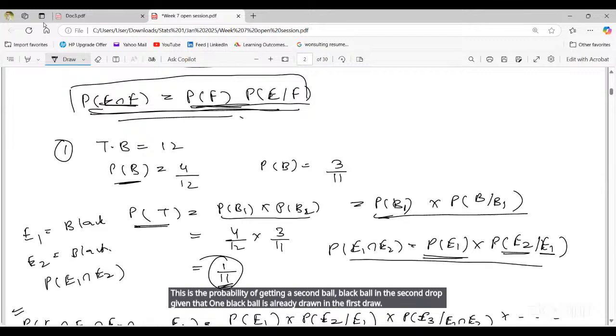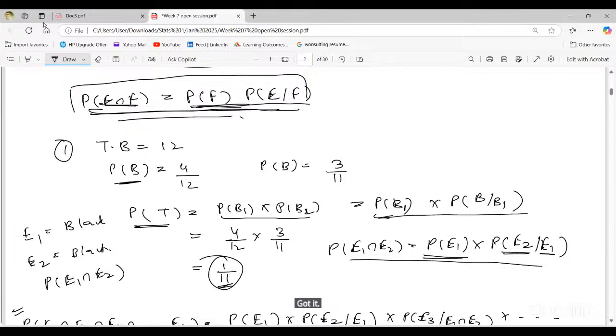Got it? Is it now clear? Like the question is clear? Could you once repeat the last point? Yes, ma'am, the statement which you were giving, once again.